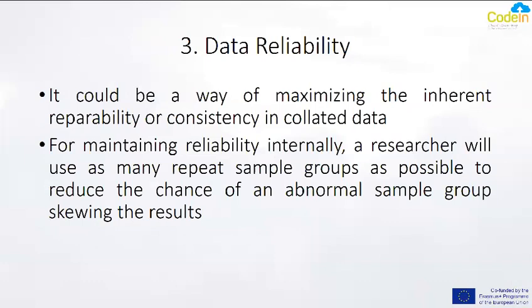Data reliability is a concept for every researcher, especially in business, management, social sciences, and basic sciences. It could be a way of maximizing the inherent repeatability or consistency of collated data. For maintaining reliability internally, a researcher will use as many repeat sample groups as possible to reduce the chance of an abnormal sample group skewing the results. For example, if there are three replicate samples of each analysis and one generates entirely different results from the others, then there may be something wrong with the data collated.